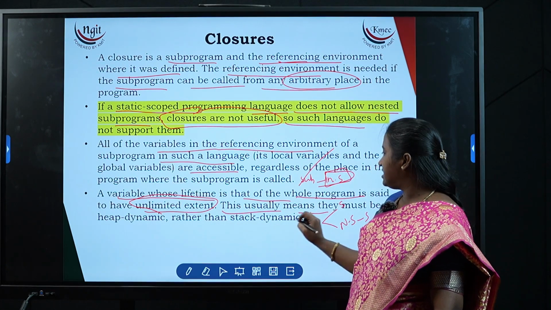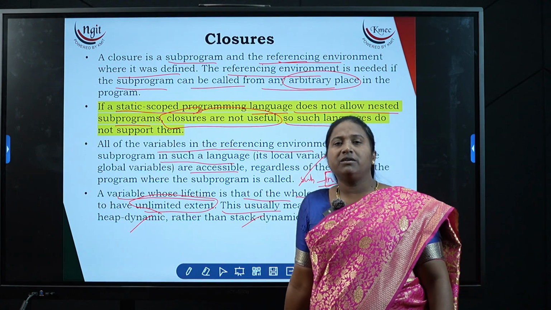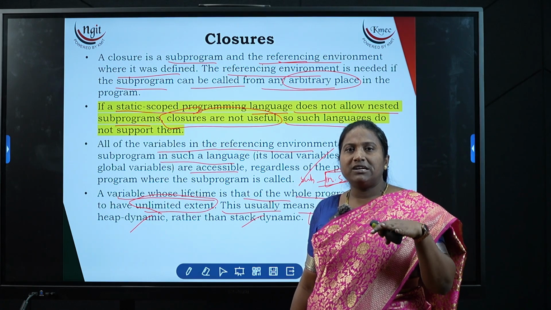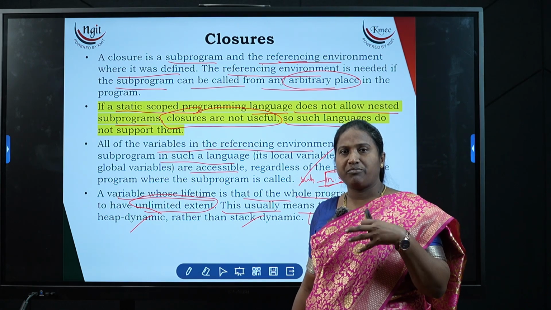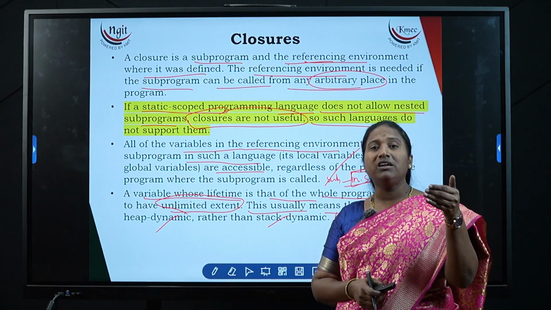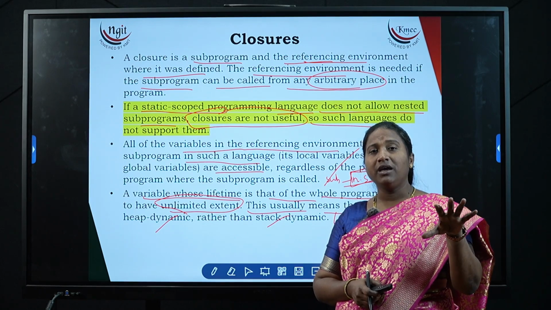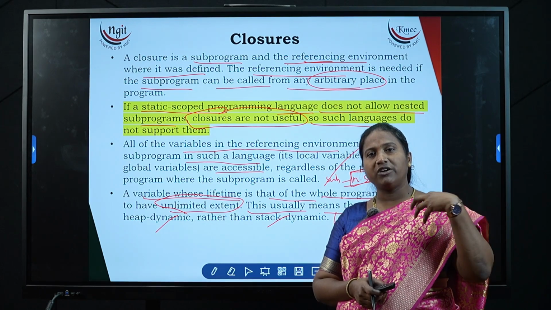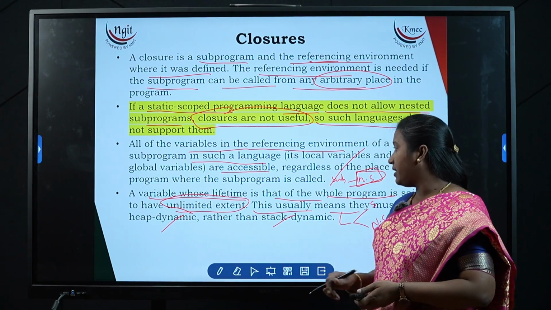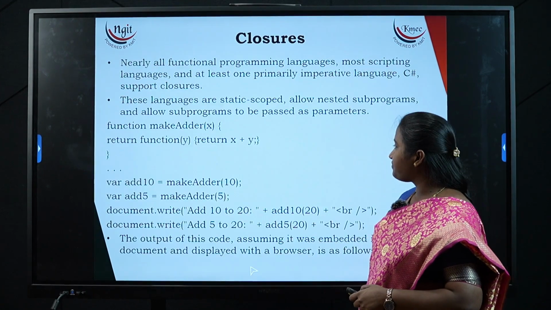This usually means they must be heap dynamic or stack dynamic. When I say a variable is a global variable, its lifetime in the program is naturally throughout the program, which is what we call unlimited extent. The memory allocation of this kind of variable may be heap dynamic if we are using a pointer. If not, it will be stack dynamic. Now, we will see an example of how closures are used.